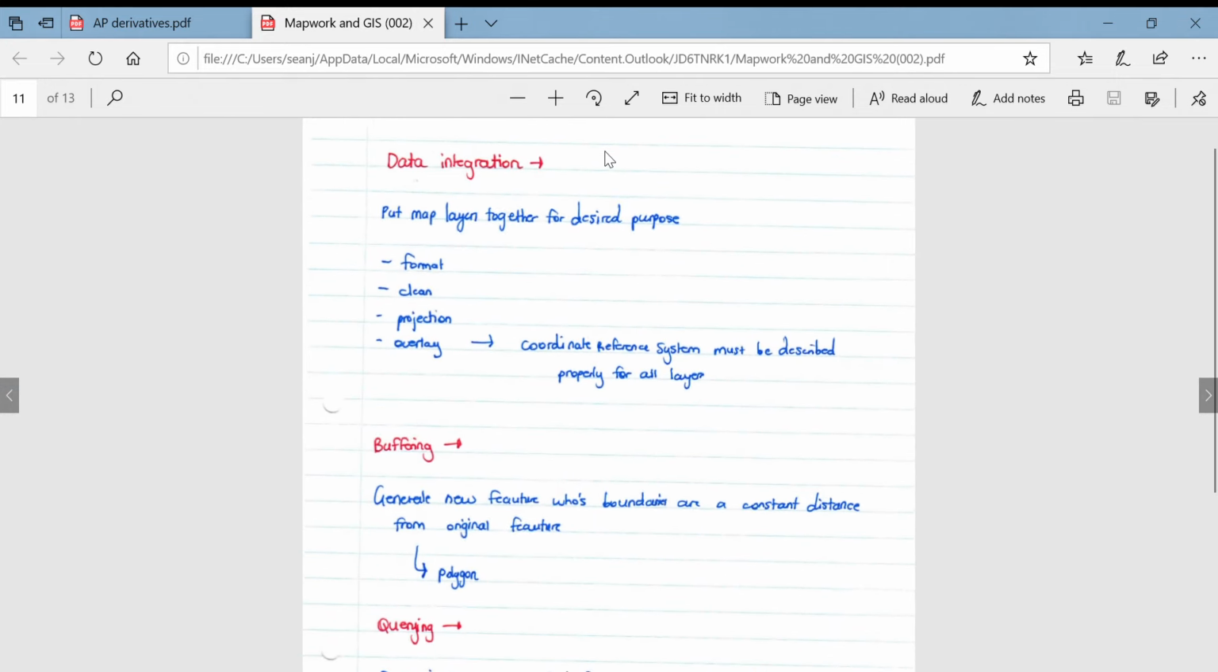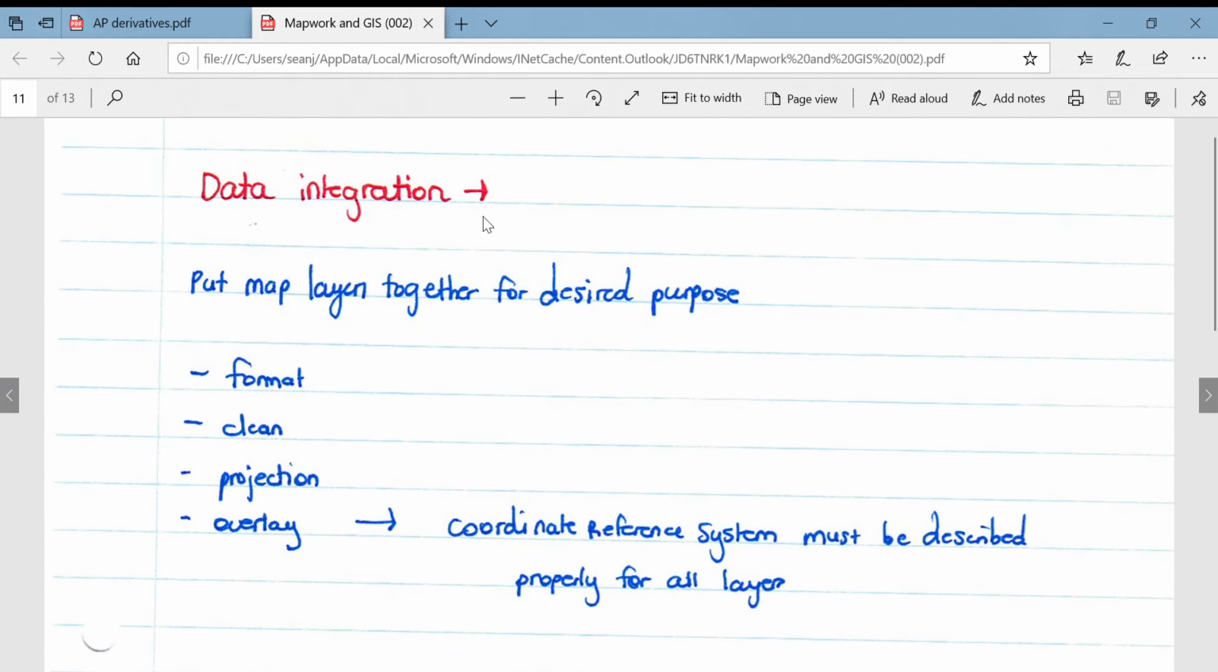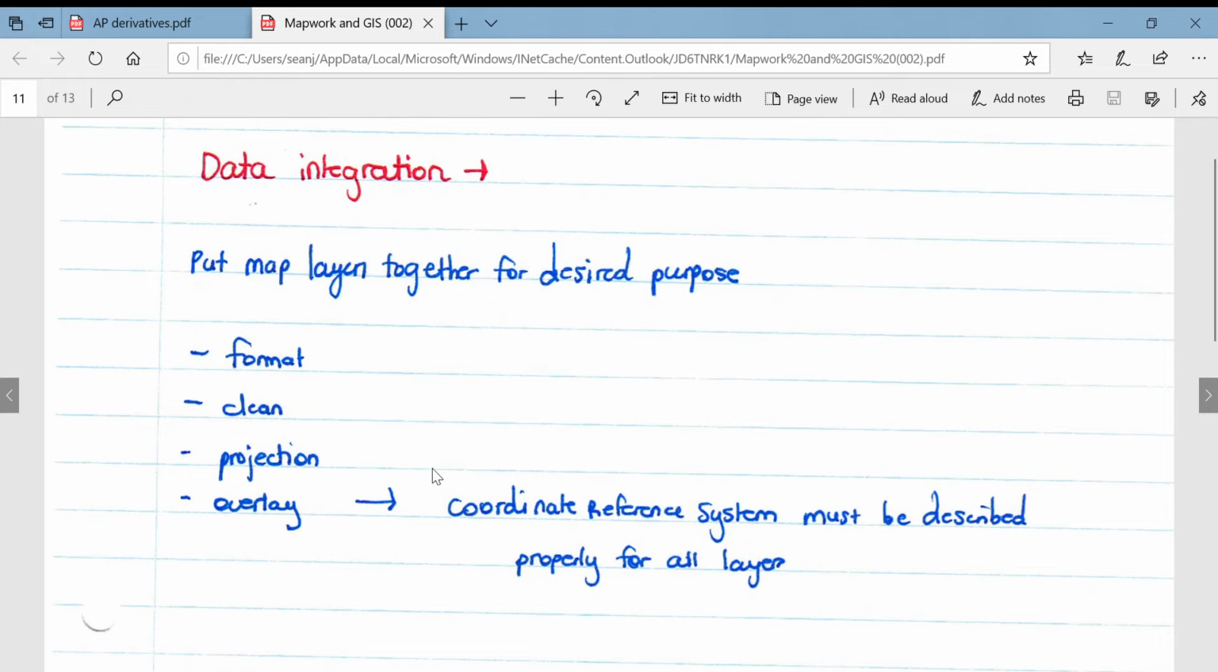Then if we look at data integration, this is where we put multiple layers of a map produced in GIS together and combine them for a desired purpose. Basically what this comprises of is you'll have your OpenStreetMap, which forms your base map. Then you'll also turn on your river layers, your road layers, your main town layers, and all of these combined is known as data integration. So you're integrating all of the layers together.